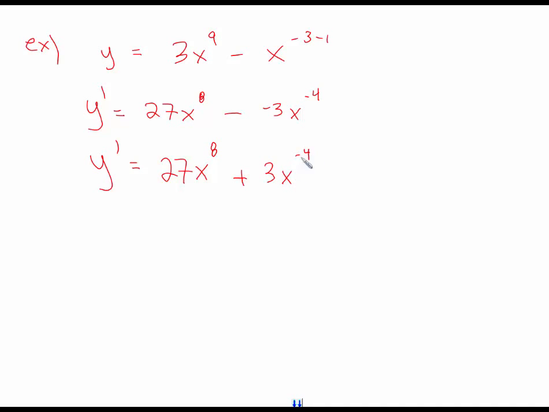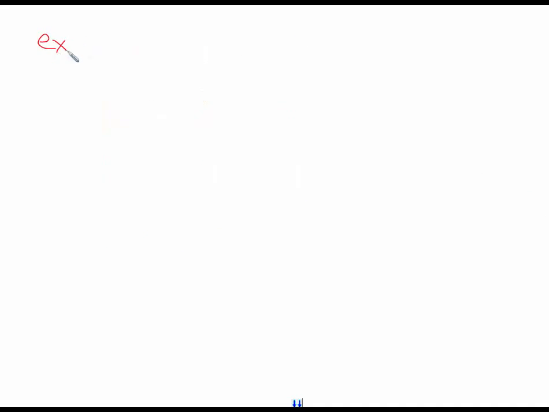And if you want to write this without negative exponents, it would just be y prime is equal to 27x to the 8th plus 3 over x to the 4th. Okay? Really simple, nothing complicated about it. Let's take a look at another one. So power rule is actually really easy, and for sure it's a lot easier than the difference quotient.